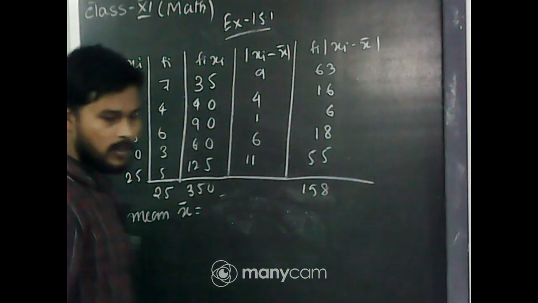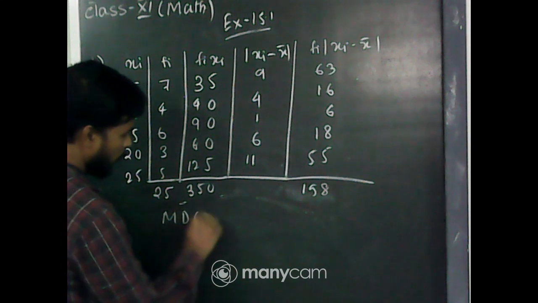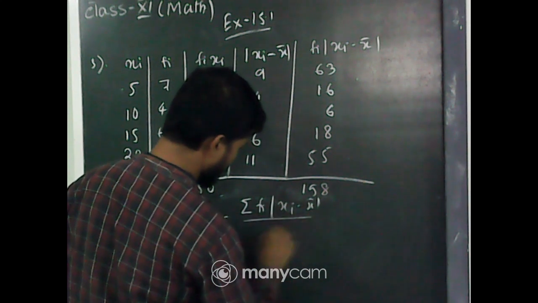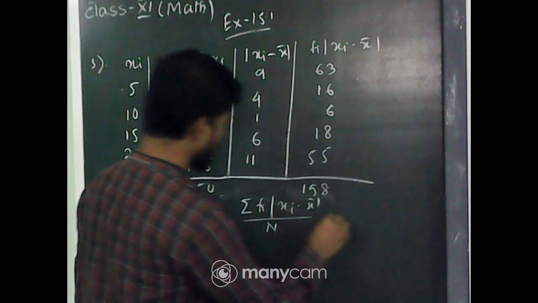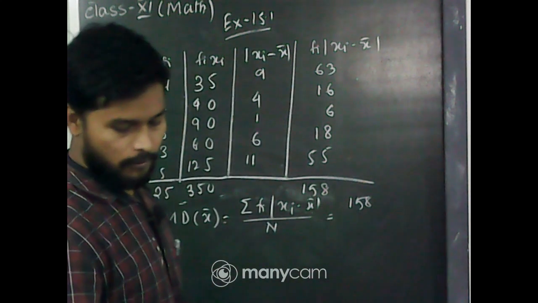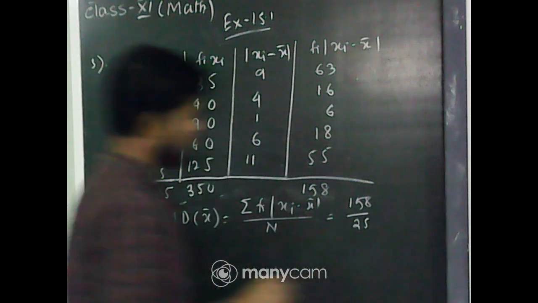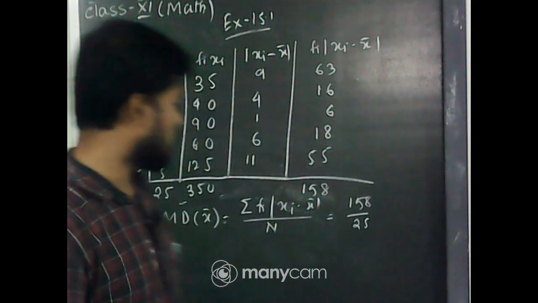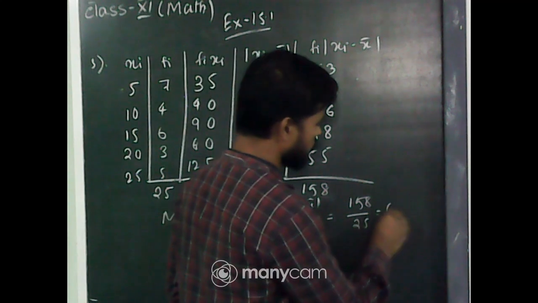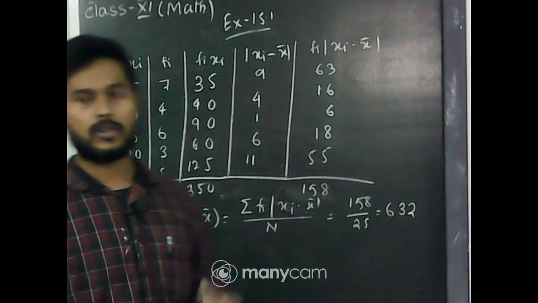So, find the mean deviation about mean. The formula is summation of fi modulus of xi minus x bar divided by n. Now, put the value. The value of the expression in the numerator is equal to 158, and the summation of fi, which is n, is equal to 25. Now, we have to divide 158 by 25. If I divide 158 by 25, we have the result 6.32. So, the mean deviation of this given data about mean is equal to 6.32.